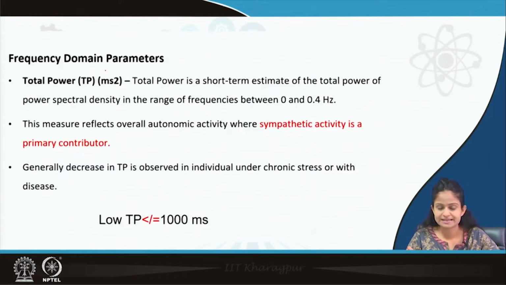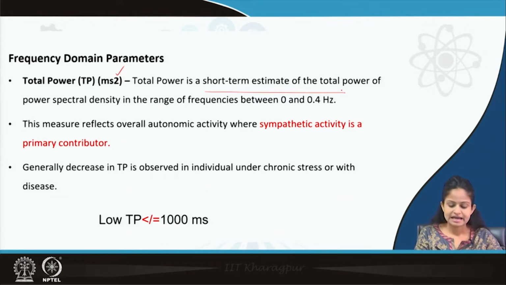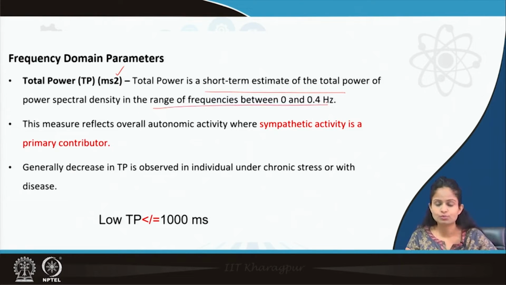So, next we have the frequency domain parameters. We are talking about the absolute measures, that is total power, in ms2. So, total power is a short term estimate of the total power of power spectral density, which lies in the frequency range between 0 to 0.4 hertz.